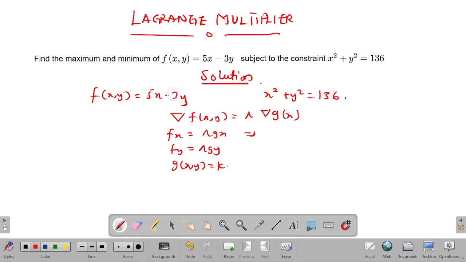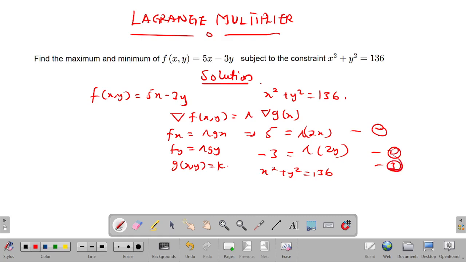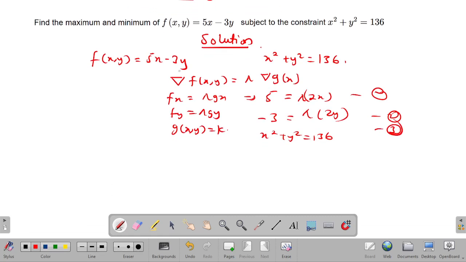What is our f x? The derivative of this with respect to x is 5, which should be equal to lambda multiplying the derivative of the constraint with respect to x, which is 2x. Then the derivative with respect to y is negative 3, which should be equal to lambda multiplying the derivative with respect to y, 2y. And finally, x squared plus y squared is equal to 136. Equation 1, equation 2, equation 3. We solve, and that is all that we need.